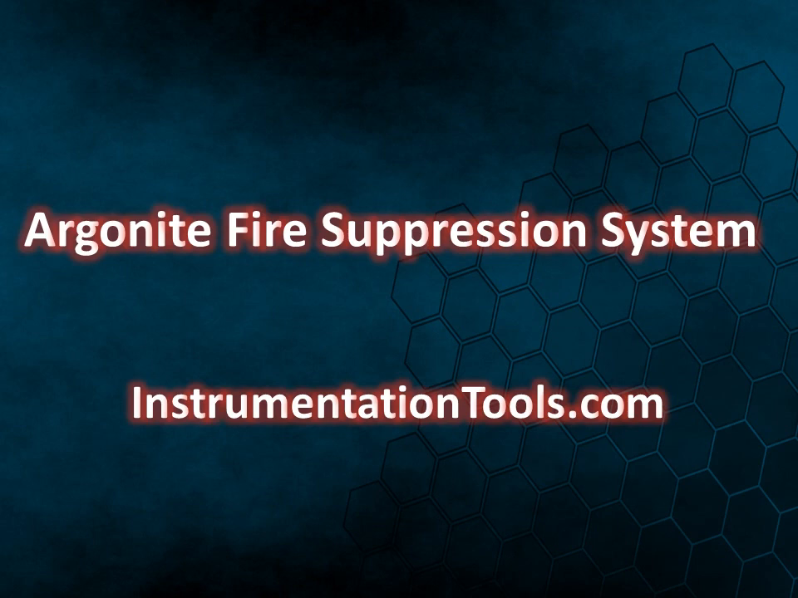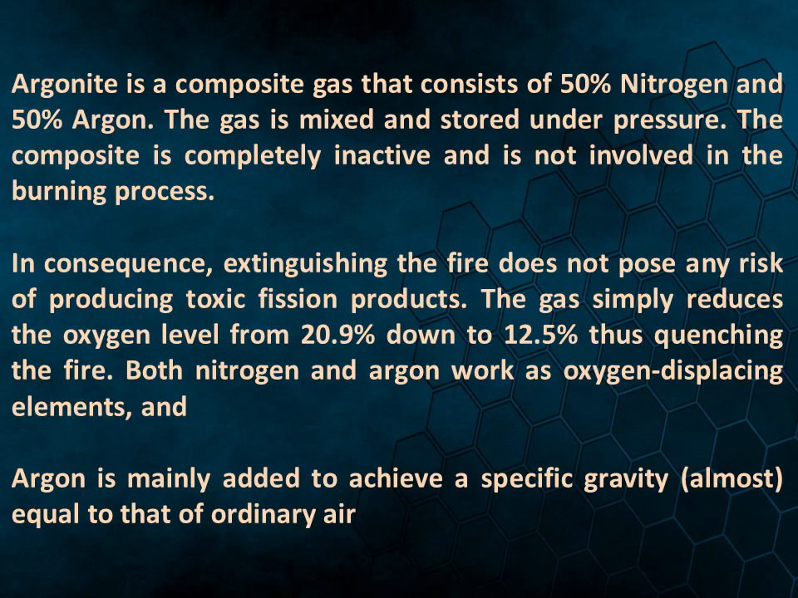InstrumentationTools.com. Argonite is a composite gas that consists of 50% nitrogen and 50% argon. The gas is mixed and stored under pressure. The composite is completely inactive and is not involved in the burning process. In consequence, extinguishing the fire does not pose any risk of producing toxic fission products. The gas simply reduces the oxygen level from 20.9% down to 12.5%, thus quenching the fire.